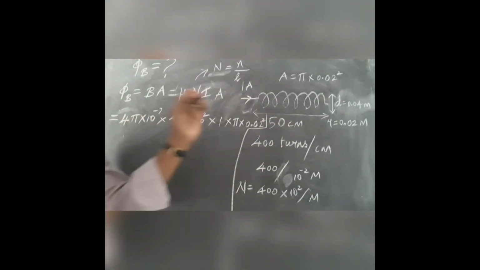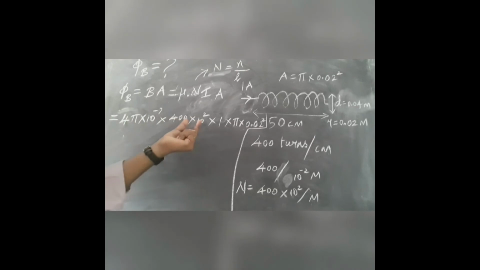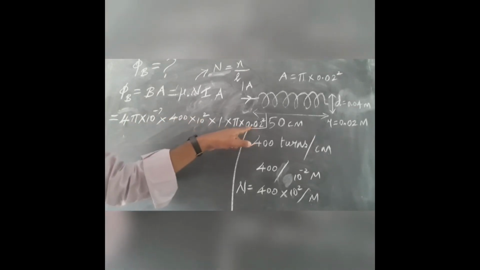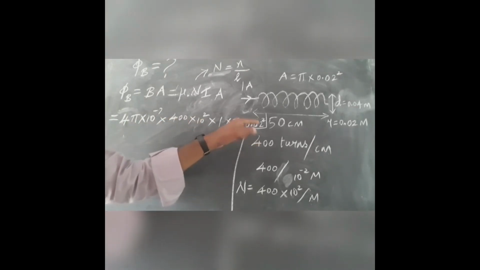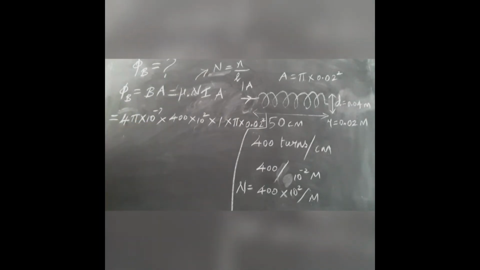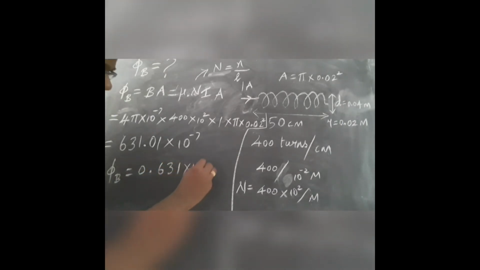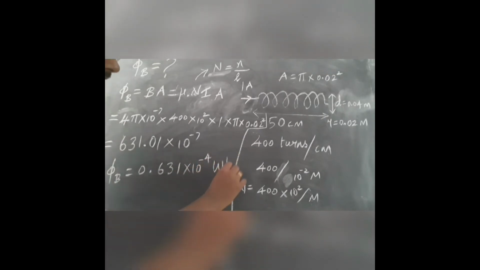10 to the power of values can be taken separately. Here this can be written as 2 into 2, 10 to the power of minus 4. So manually we can solve this one, which is equal to 631.01 into 10 to the power of minus 7. So it can be written as 0.631 into 10 to the power of minus 4 Weber.